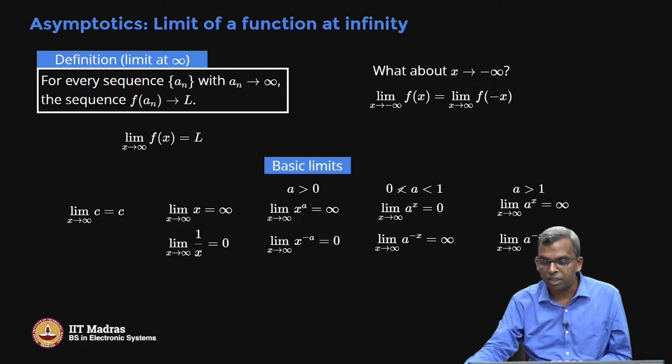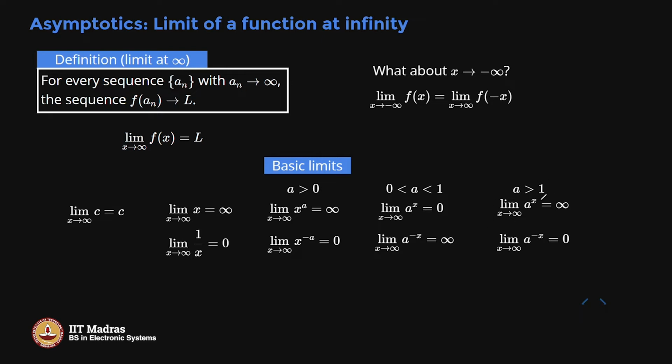So if a is between 0 and 1, a power x as x tends to infinity will be 0, and a power minus x will be infinity. But if, on the other hand, a is greater than 1, a power x will be infinity, a power minus x will be 0. So these are easy to remember.